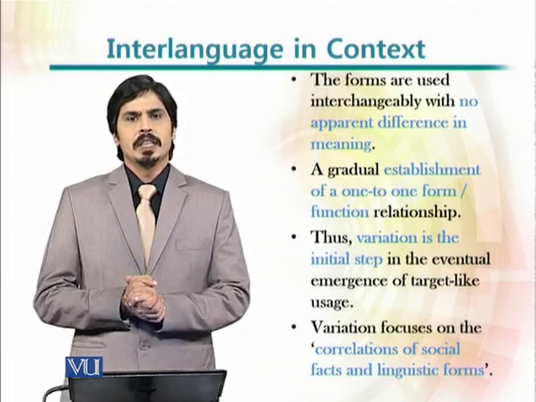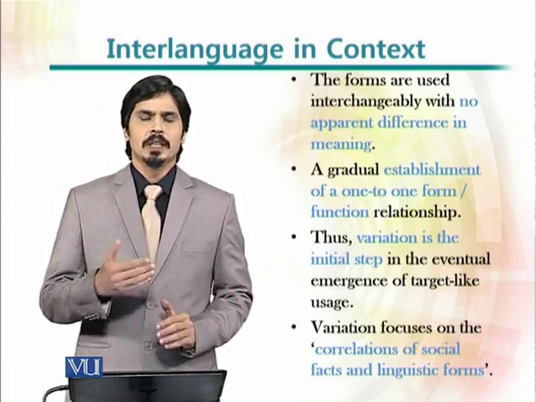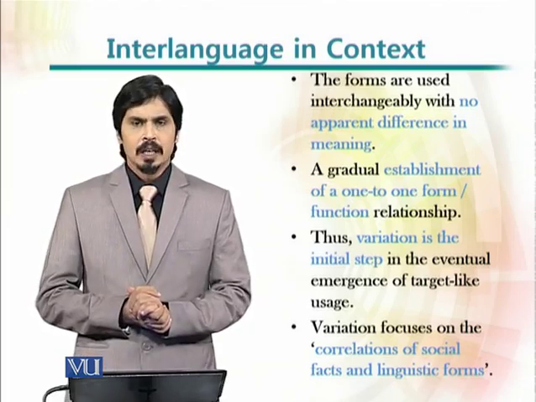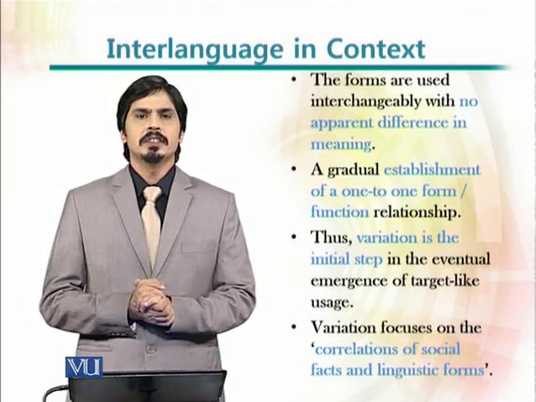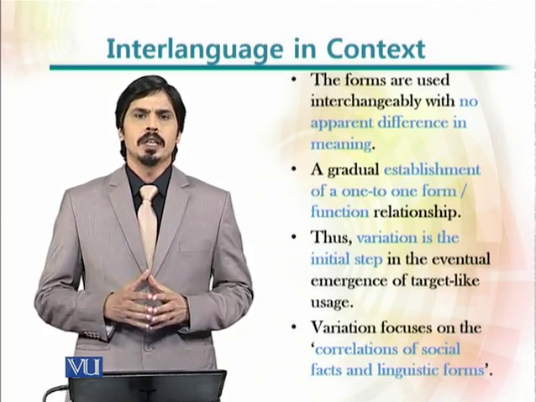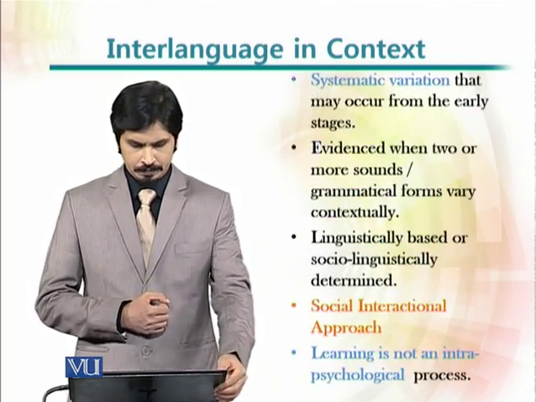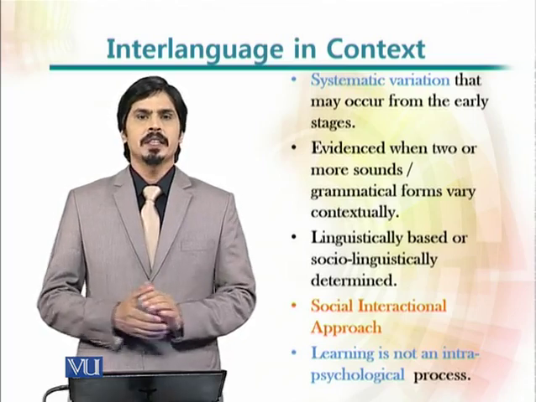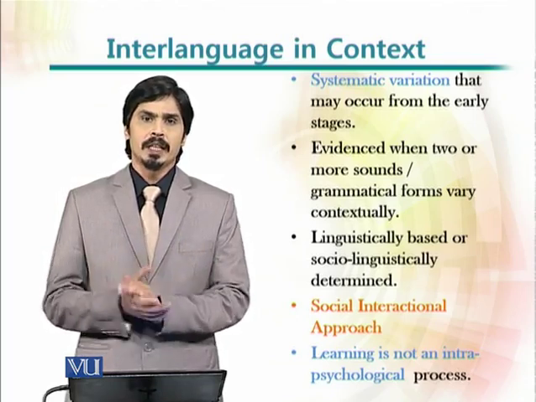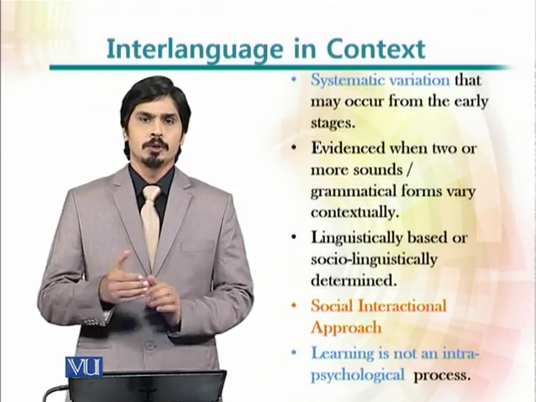This variation in interlanguage is non-systematic in the beginning, but gradually, as people get used to it, this becomes systematic. In this way, we could say that variation is the initial step of learning, which later on gradually develops into a native-like or near-native proficiency or language use. This systematic variation, which develops later on or may initiate from the beginning, may be based on some linguistic facts, or at the same time it may be sociolinguistically based.